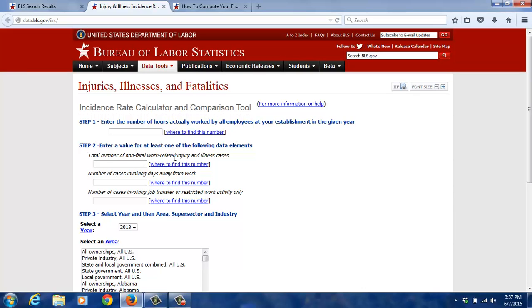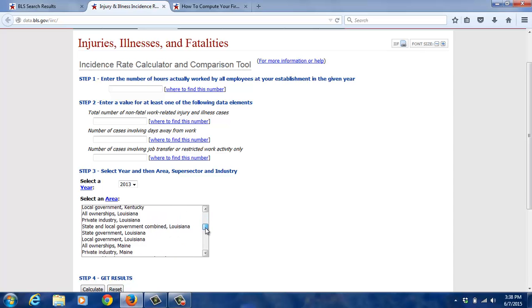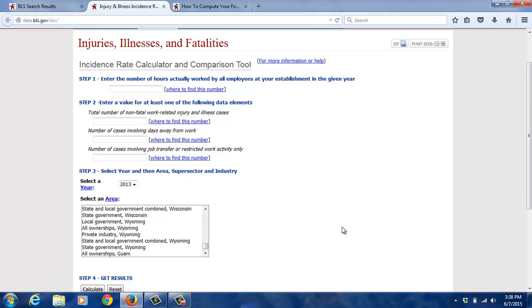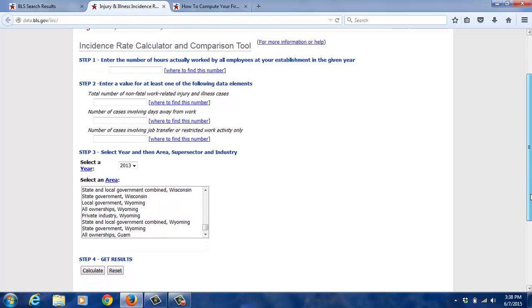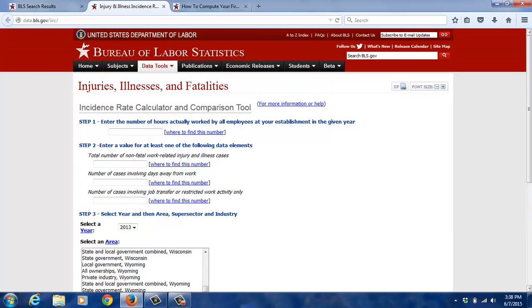You put in the total number of injuries. You put the number of cases involving days away from work, and then the cases with job transfer. And again, these two combined are the DART. This one alone is LWDIR. Altogether, the total case, and then you can select the year. You can select your area. Oh, it's got it broken down by state, and whether you're private, state, or local, and then calculate your results. And so you could do that if you wanted to play around with it.